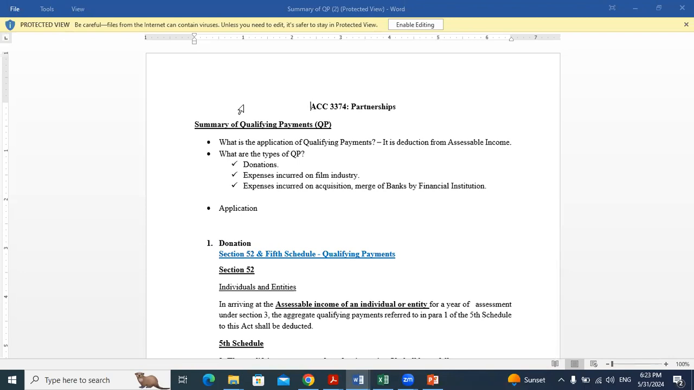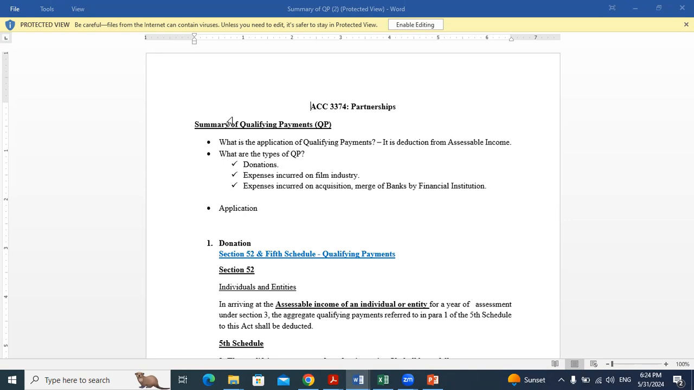Now today we'll be discussing the partnership, but these qualifying payments are common for individuals, all the persons. Who are the persons? The individuals, entities, and some other things. Basically, there are individuals, entities, and some other persons identified in the Inland Revenue Act. Individuals, they are like you and me.